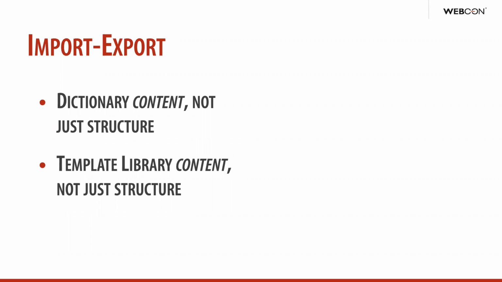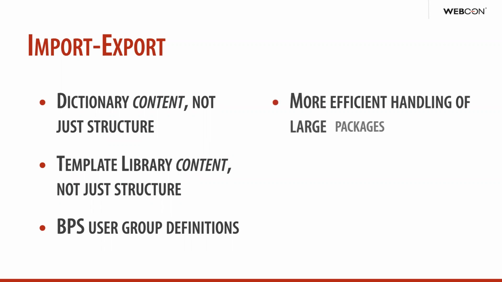So now dictionary content and library content can come along for the ride when you publish an application to a target. User group definitions, at least BPS user group definitions, those will come along too. We're also better at handling large packages, like packages that wind up being more than 250 megabytes. We handle that better now. And we do a lot more logging.